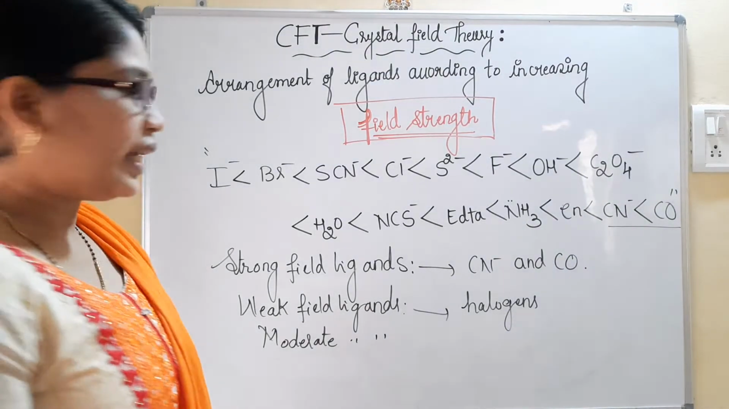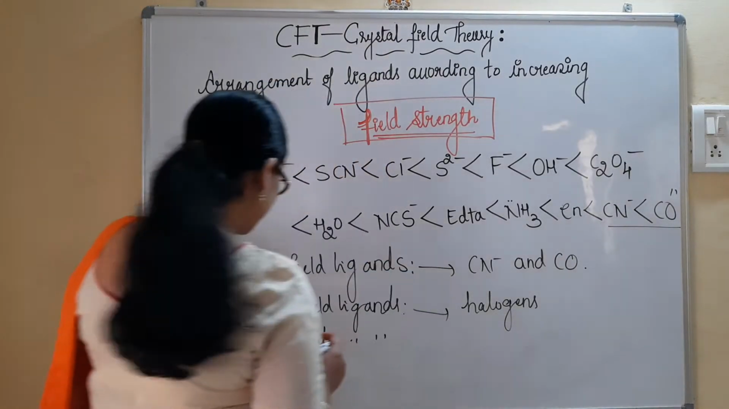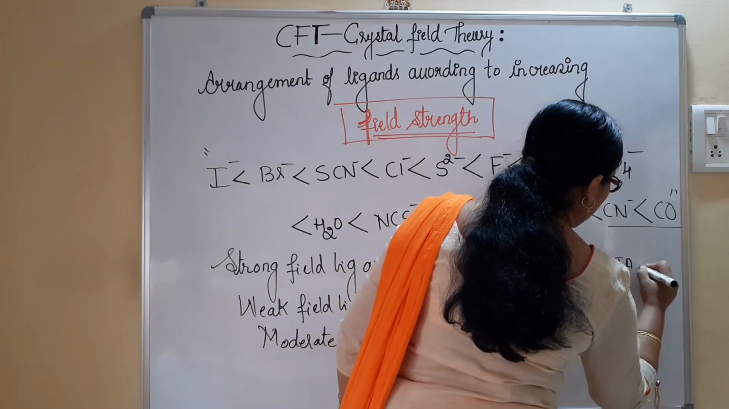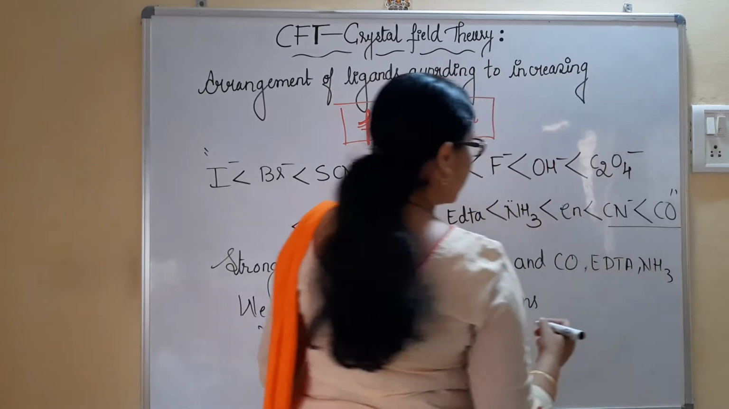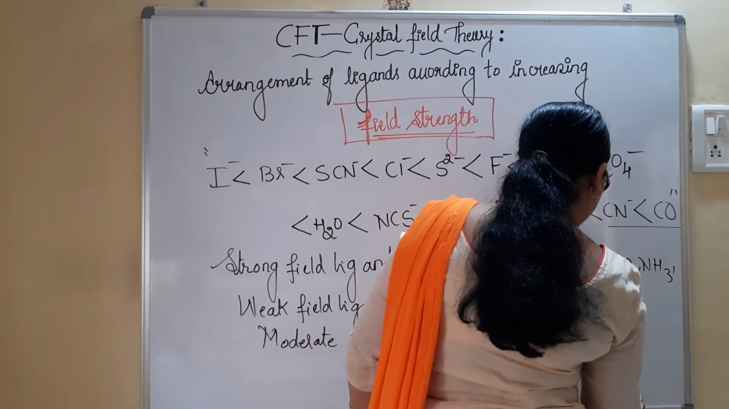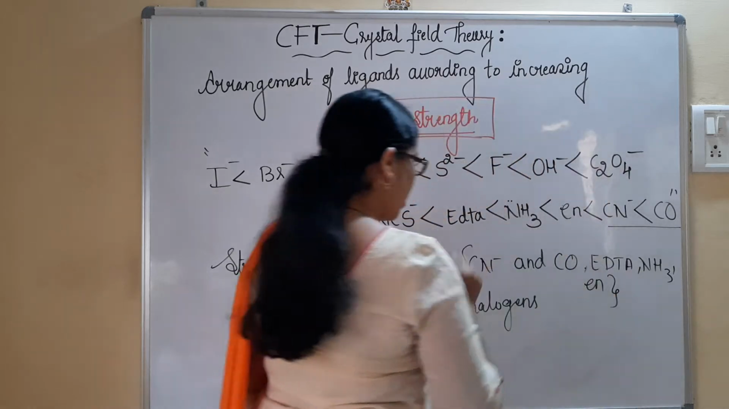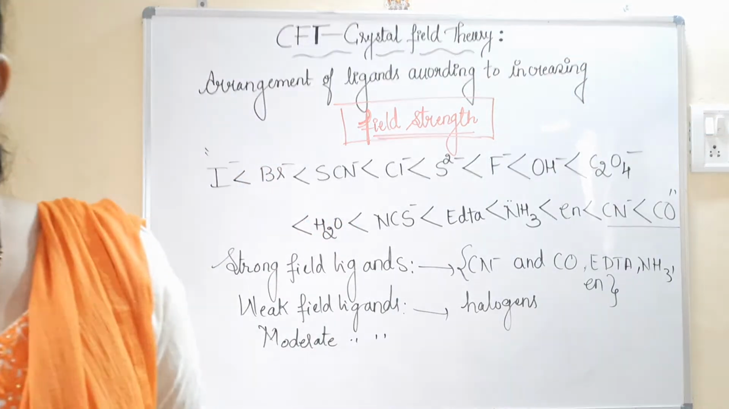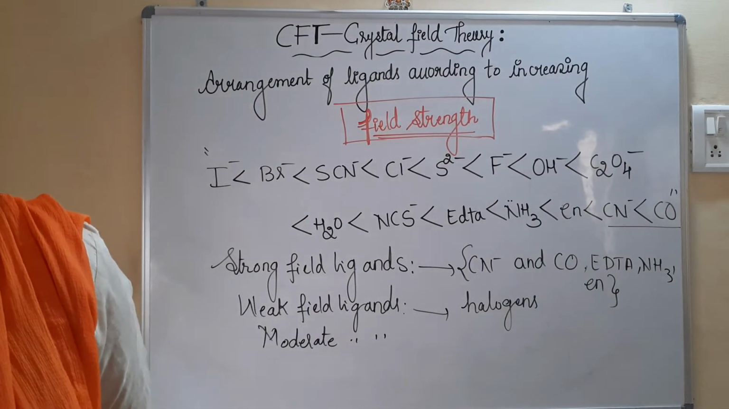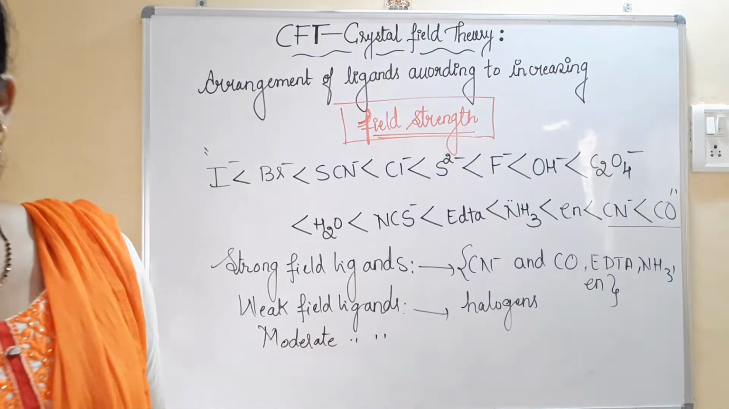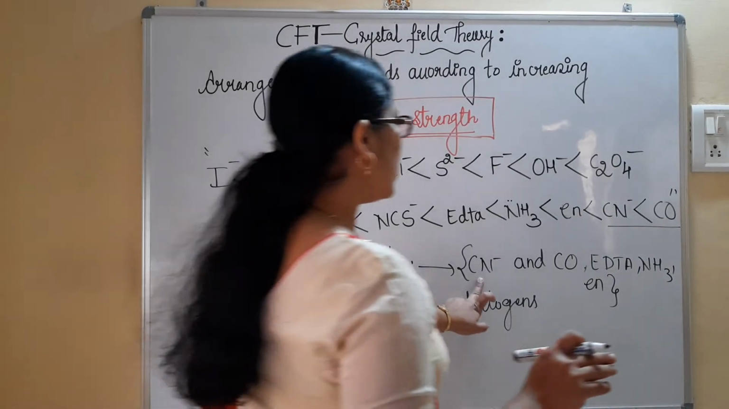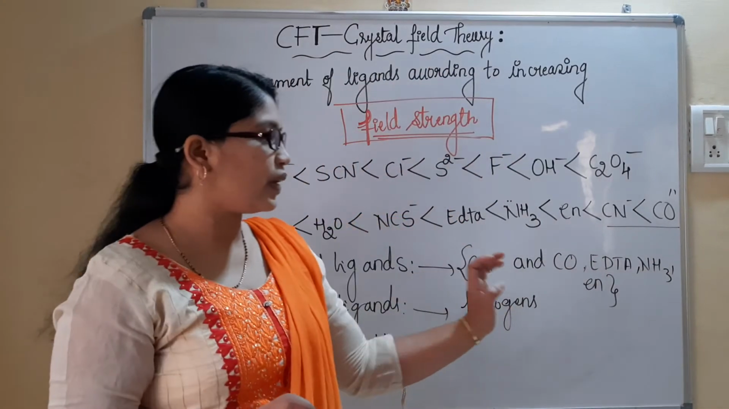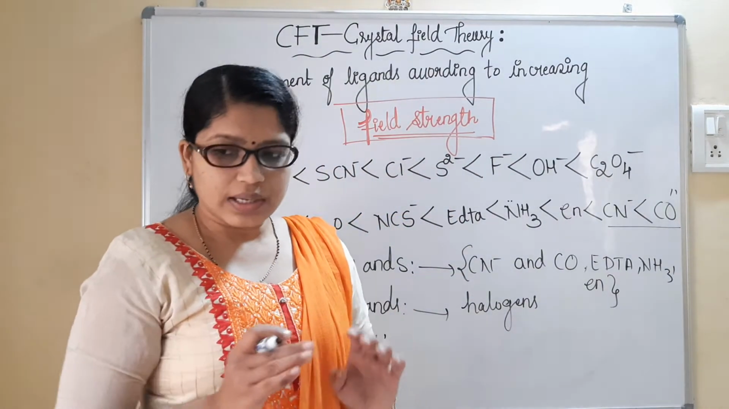EDTA, ammonia, then ethylene diamine. All are said to be a set of strong field ligands. And all the halogens are going to be considered as weak field ligands. Okay. Then very strong, I told you these two are very strong. These are moderately strong, but while calculating we can consider them as strong field ligands itself.